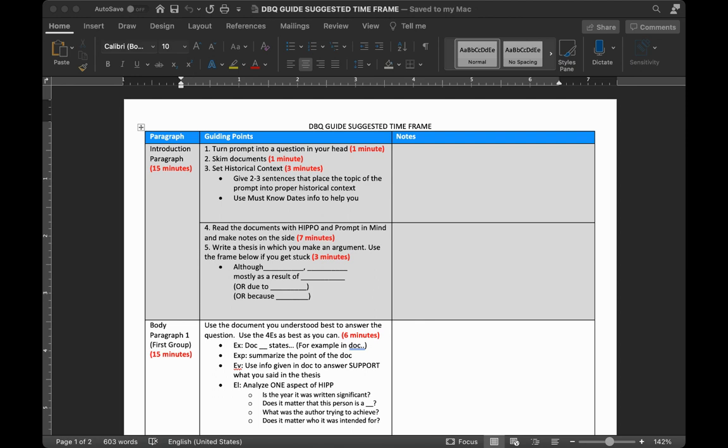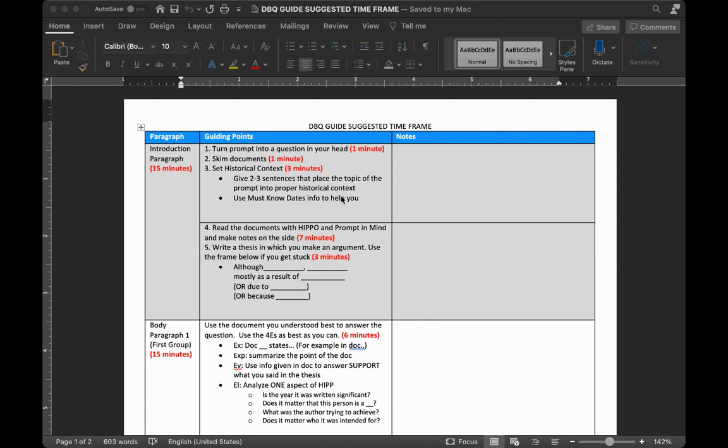So how I would suggest that you structure your essay. You want to take about 15 minutes to work on the introduction. So you want to get the introduction down in 15 minutes. And the way you do this is if you look at this guide, right, in your head, turn the prompt into a question, right? When you're doing this on a timed exam, you're not going to have time to write a lot of things down. So get in the habit of, in your head, turning the prompt into a question.